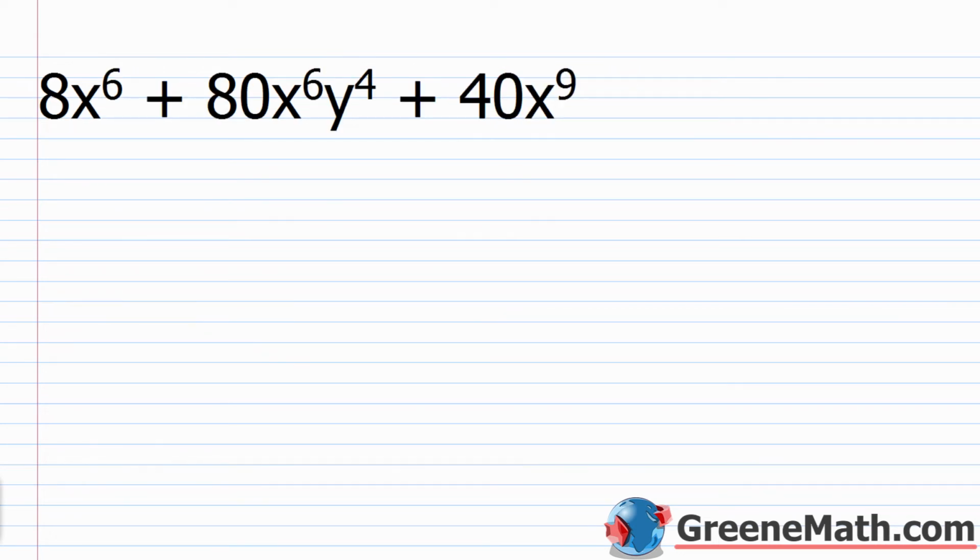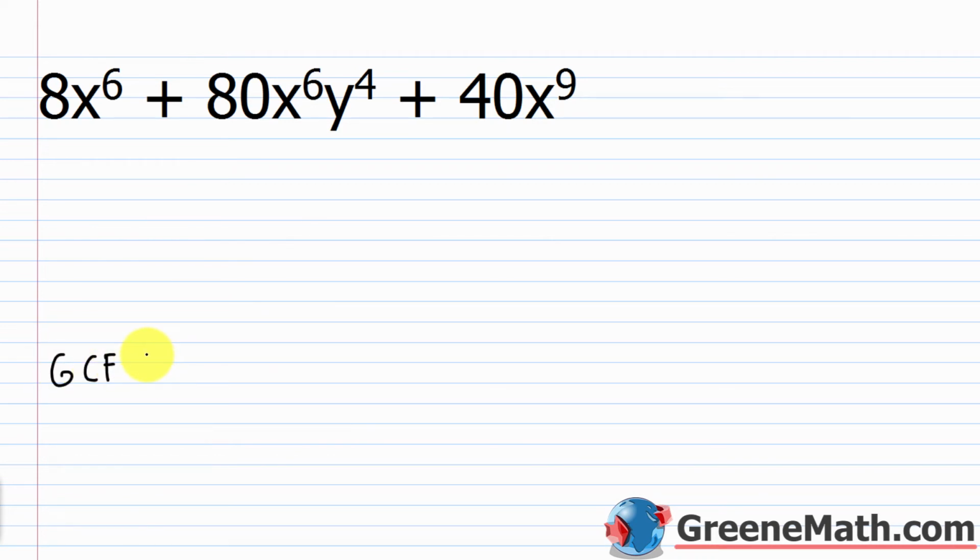All right, let's take a look at another one. So we have 8x to the 6th power plus 80x to the 6th power y to the 4th power plus 40x to the 9th power. So I want you to kind of eyeball this, and without doing a prime factorization, pause the video and see if you can figure out what the GCF is. I think that you can do that.